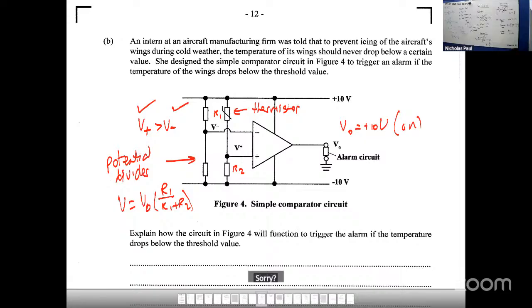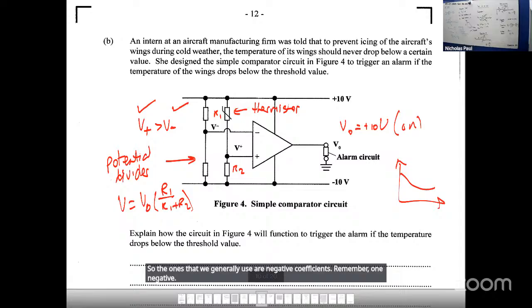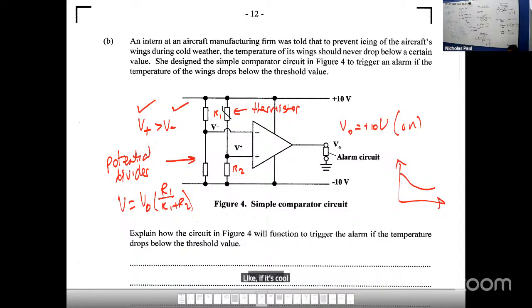When it's based on what? It's based on what type of thermistor they specify. The ones that we generally use are negative coefficients. Remember what negative coefficients mean: as the temperature rises, the resistance drops.